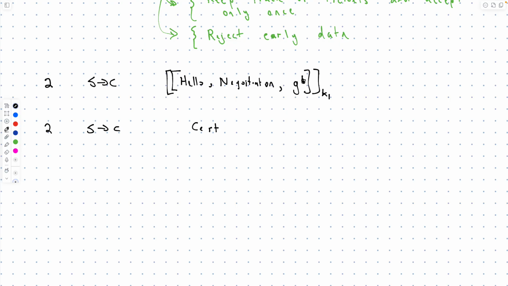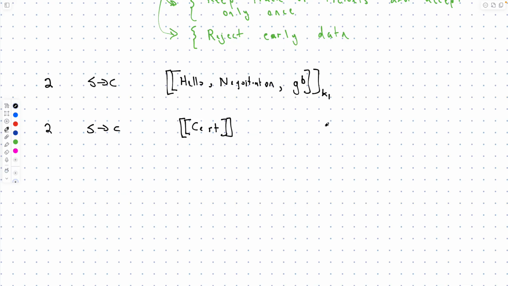And so what I can do is I can encrypt everything after G to B gets sent under that new key. And so I might as well, it's going to be a stronger key than K1. K1 is basically no key at all. So what I'll do is I'll send the certificate encrypted under the new key.